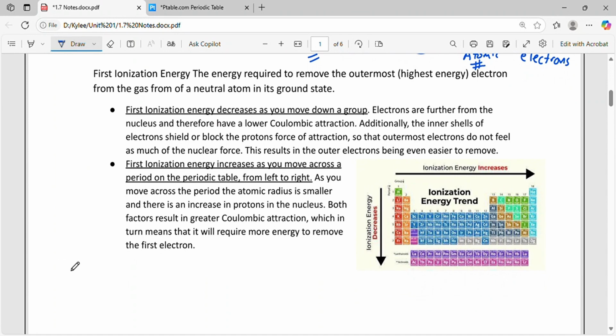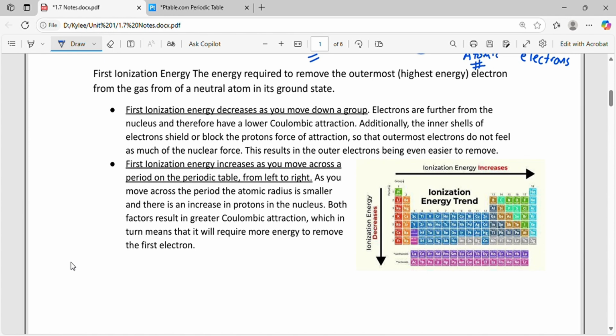The first one is ionization energy, the energy required to remove the outermost, highest energy electron from a neutral atom. And the way the trend goes is, in a group, ionization energy tends to decrease as you go down a group on the periodic table. So remember, we call groups columns. And the reason it goes down is because those electrons in the valence shell are getting further and further away.